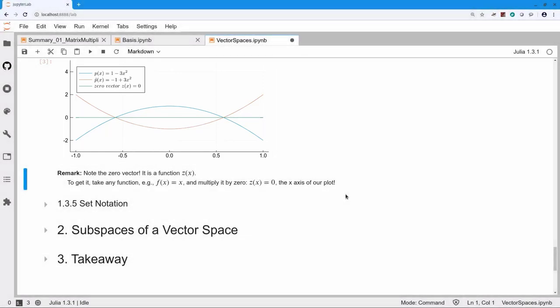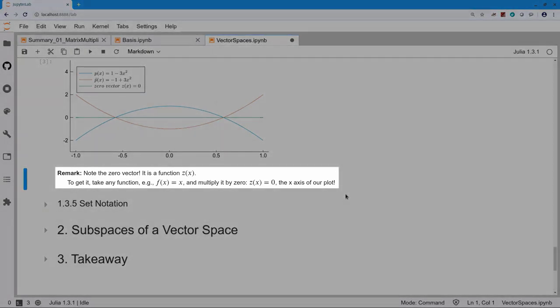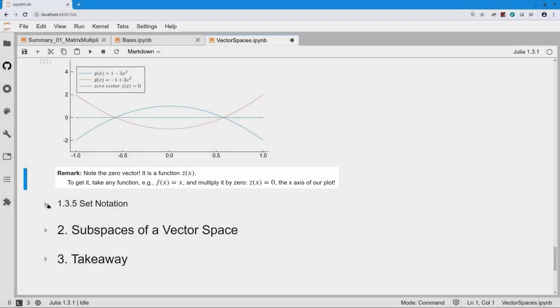So again, to emphasize, I have a set of functions. I want to know what the zero vector is. I take any one function, so in this example, let's pick x, multiply that by 0, so now I have x times 0 is equal to 0, and therefore the vector, remember they're functions, the vector z of x equal to 0 is the zero vector, so the x-axis in this plot.